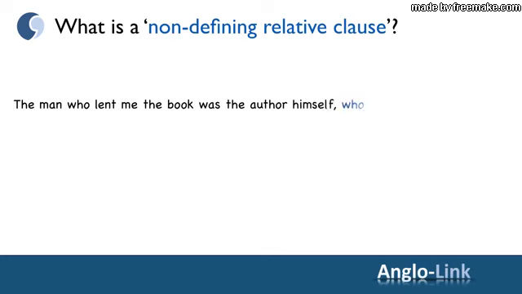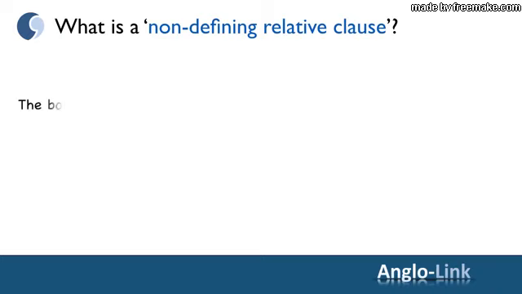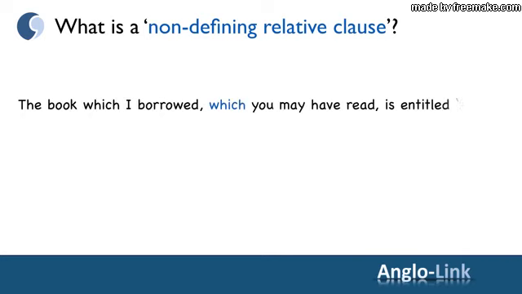The man who lent me the book was the author himself, who you may have heard of. If we drop the last part, who you may have heard of, the sentence is still complete. The man who lent me the book was the author himself. Let's look at another example. The book which I borrowed, which you may have read, is entitled Peace. Let's drop the non-defining clause, which you may have read, and we'll end up with the book which I borrowed is entitled Peace. The sentence is still complete.